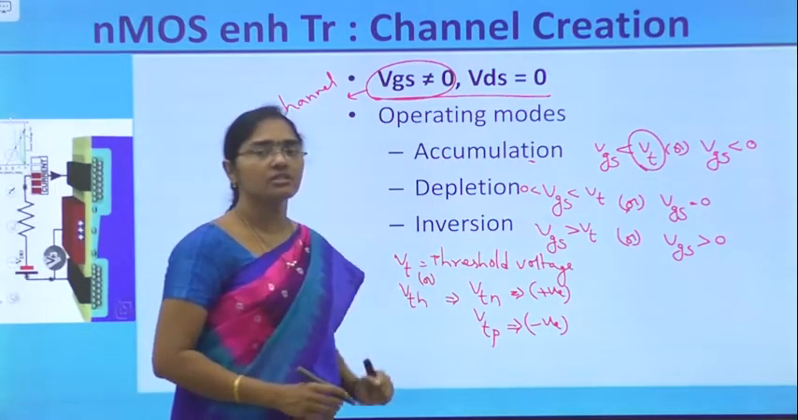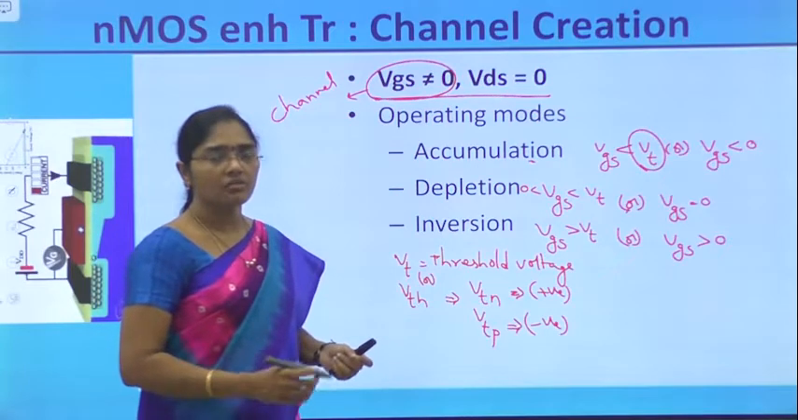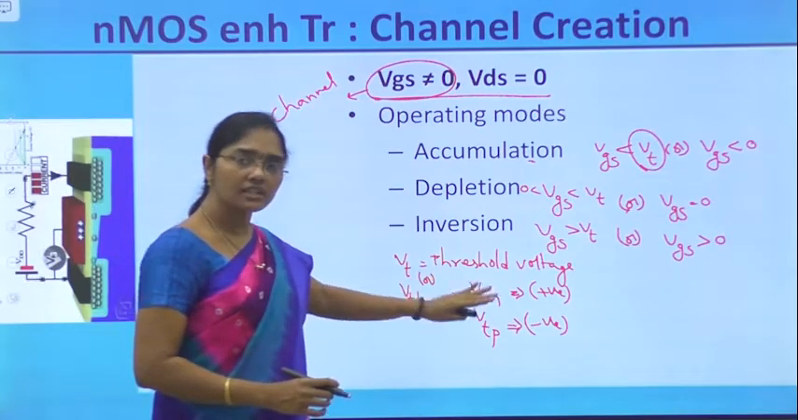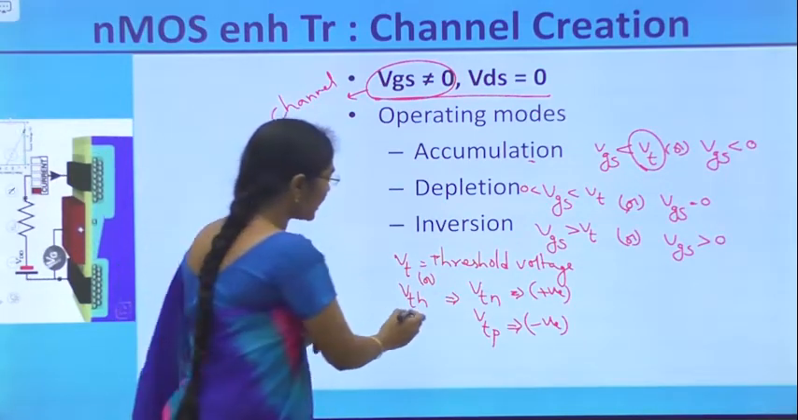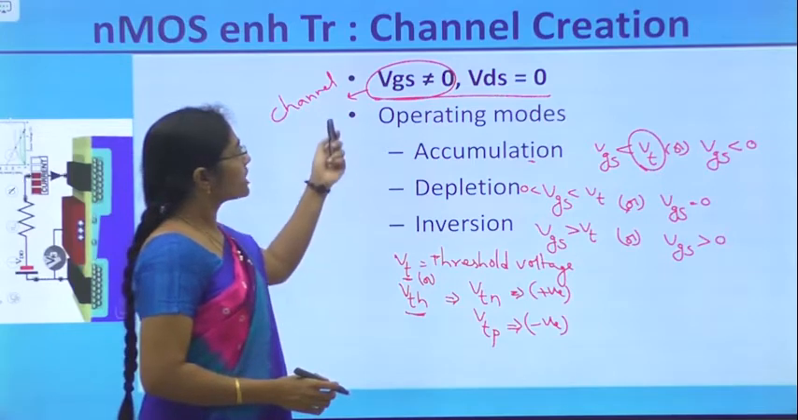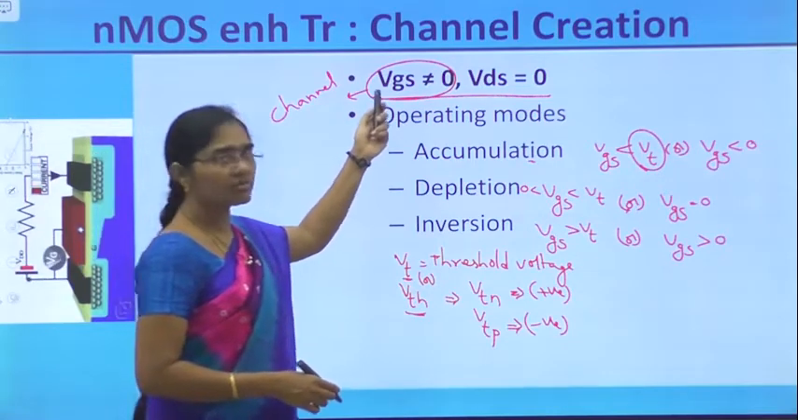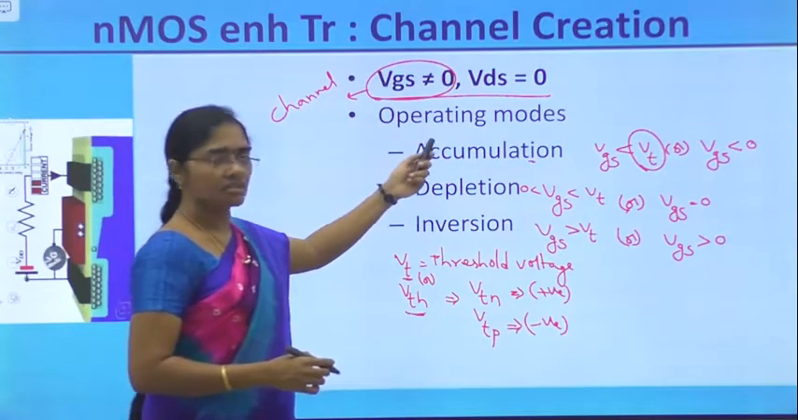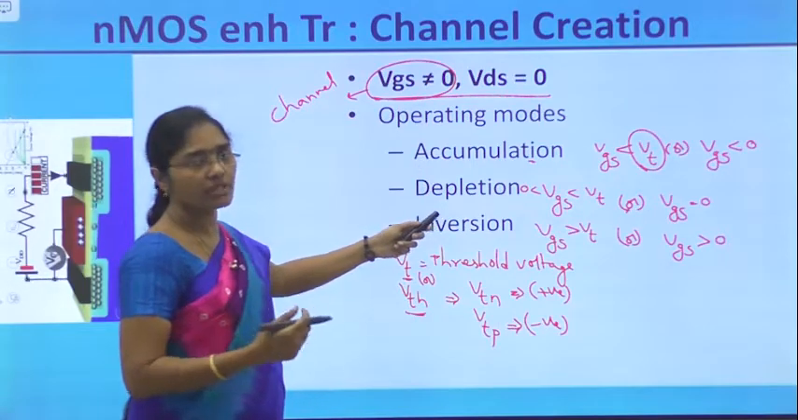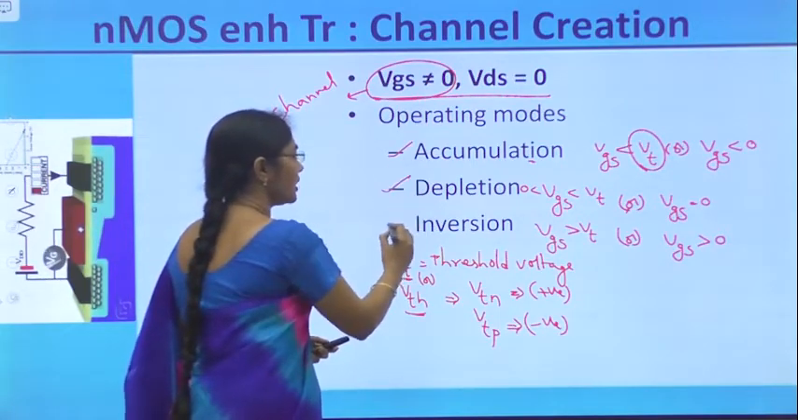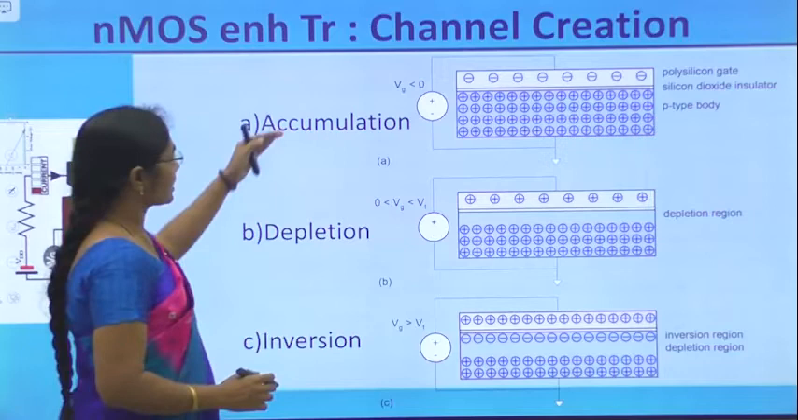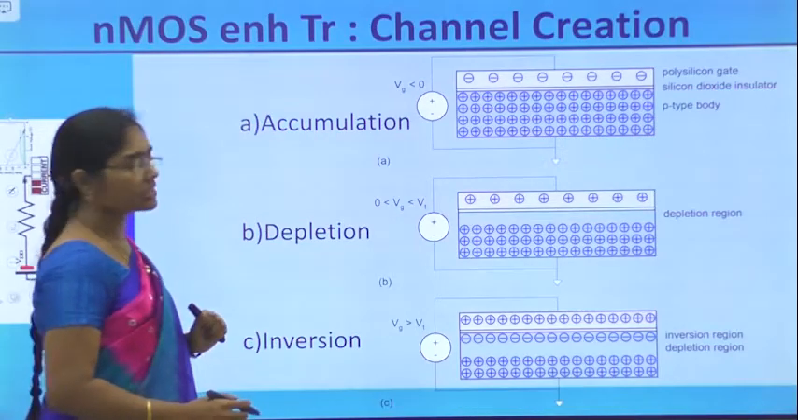What is the threshold voltage? Threshold voltage is the minimum gate voltage below which the current is equal to 0 in the transistor, meaning below which there is no channel in the transistor. We will see VTH or VT in detail in the next lectures. So we are seeing the channel creation depending upon the applied VGS value. With VGS variation, the transistor undergoes three modes of operation: accumulation, depletion and inversion regions. Let's see all these in detail.